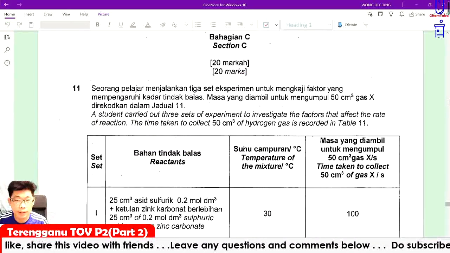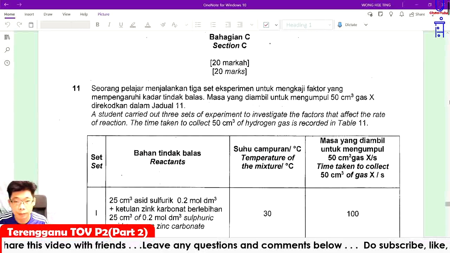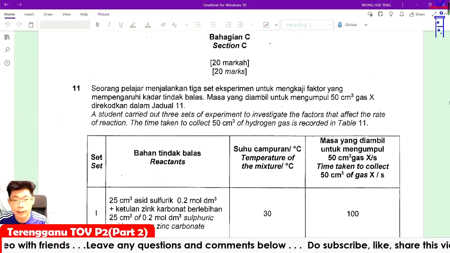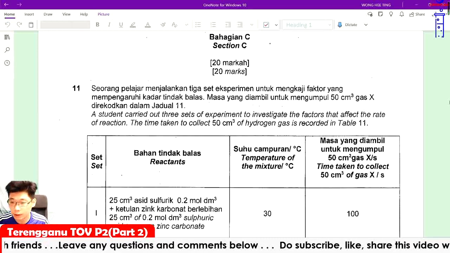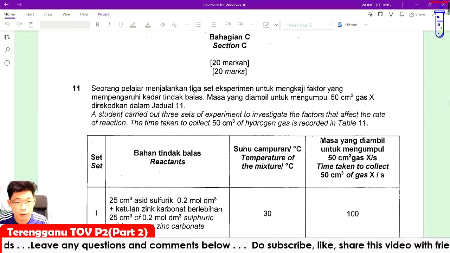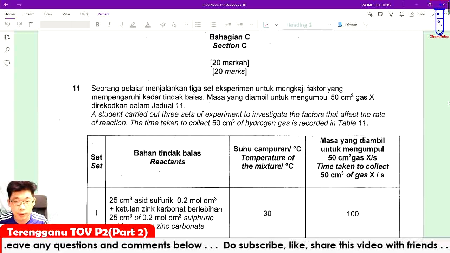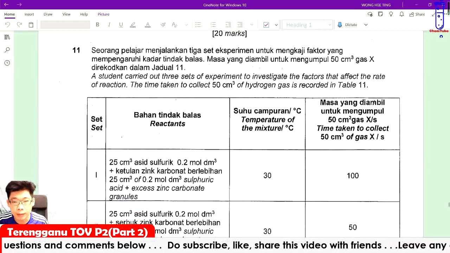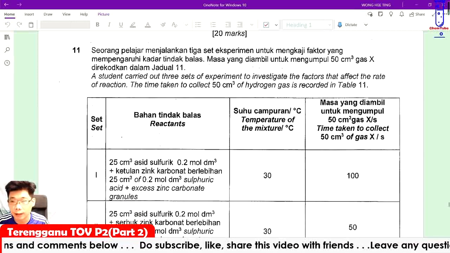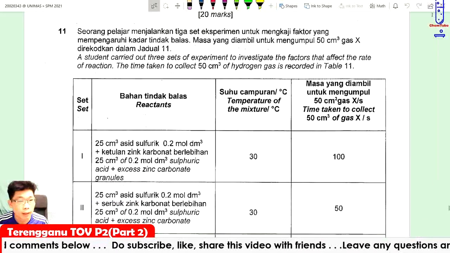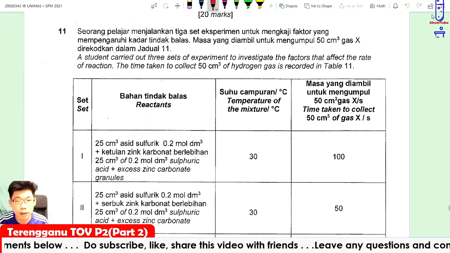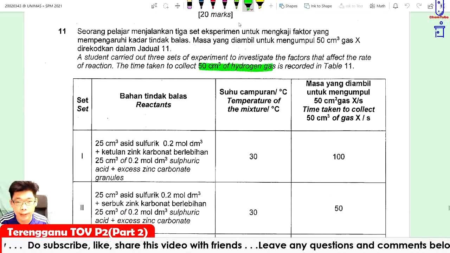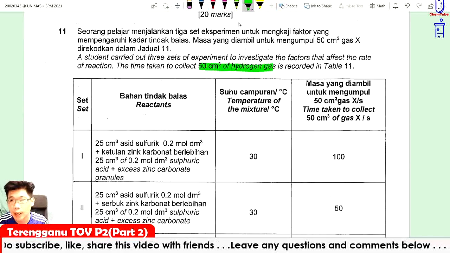Okay, for section C, starting from KSSM this year, there is only one question in this section C, so no choice. All the students must learn how to answer the questions correctly. A student carries out 3 sets of experiments to investigate the factor that affects the rate of reaction. The time taken to collect 50 cubic centimeter of hydrogen gas is recorded in table 11.